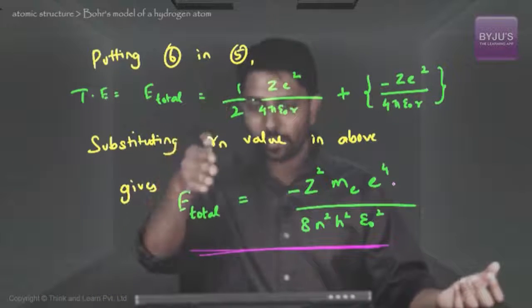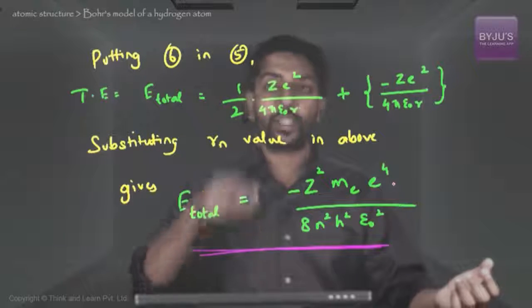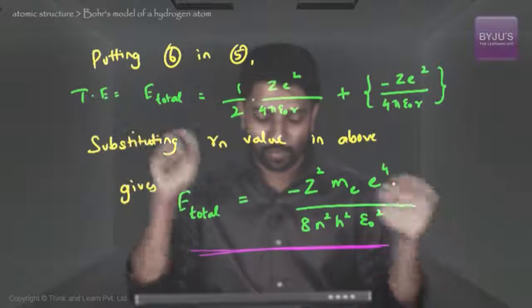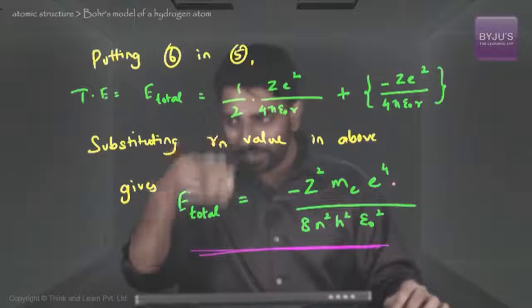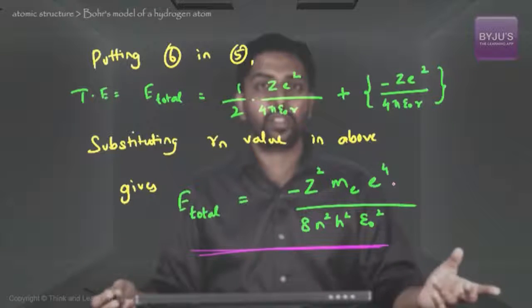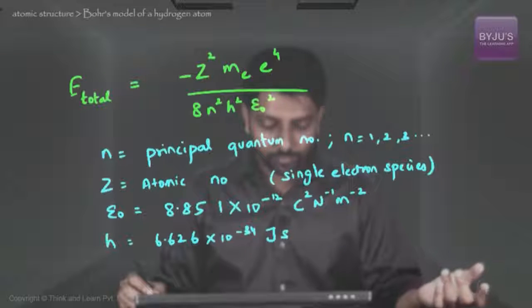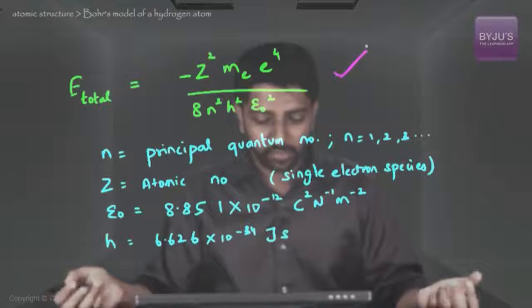So n equals 1 has that much energy, n equals 2 has that much energy, and electrons can exist only in these states where n equals 1, 2, 3, and if we plug in the values for n equals 1, 2, 3, 4 and so on in this, we get very distinct states of energy. So this is what is given by Bohr's theory. So this is the final formula for total energy.